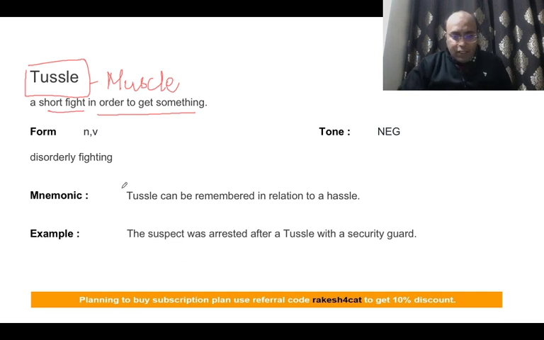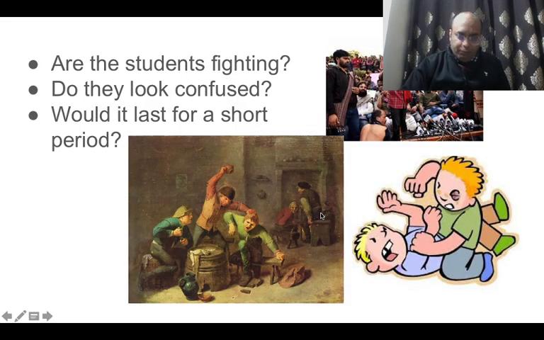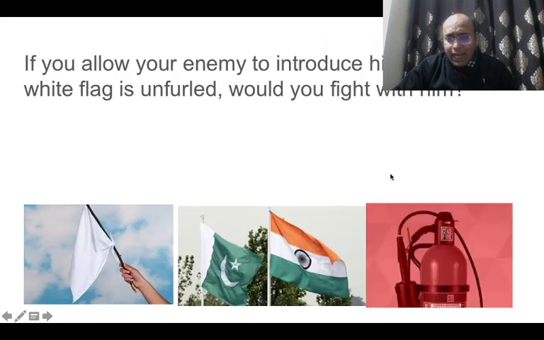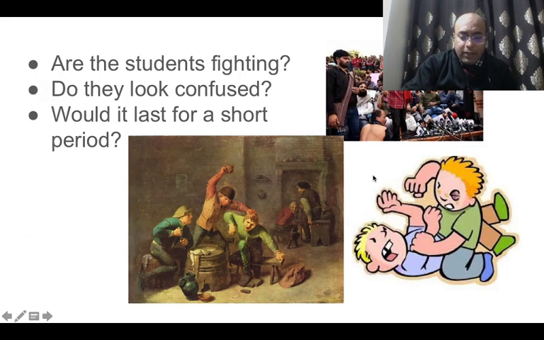So let's move here. We have a sentence. The suspect was arrested after a tussle with a security guard. So, tussle, muscle. Moving further, we see that we have these boys again hitting each other. These boys hitting each other. We have these boys as well. They are in a fight.